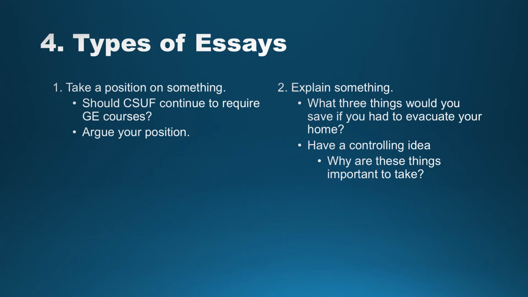There are 2 types of essays that students will be expected to respond to. The first type of essay requires the student to take a position on something. For example, should California State University Fullerton continue to require general education courses? The student is expected to argue their position. The second type of essay is to explain something. For example, what 3 things would you save if you had to evacuate your home? Overall, the essays must have a controlling idea, and they need to have support as to why these things are important to take.